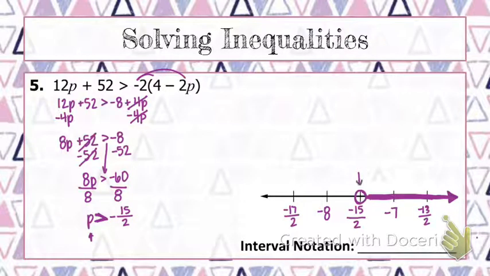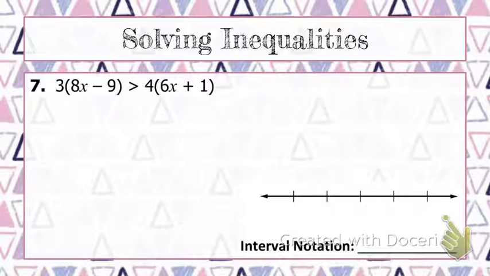Okay, so now for interval notation. Our graph starts here. Open circle means parentheses. And that open circle is at negative 15 halves. And then it goes all the way to an arrow. And this one is on the right side, so that means positive infinity with a parenthesis, because infinity always gets parentheses.